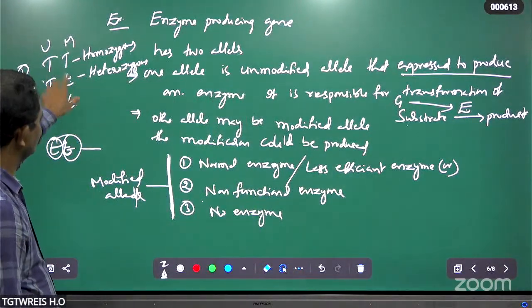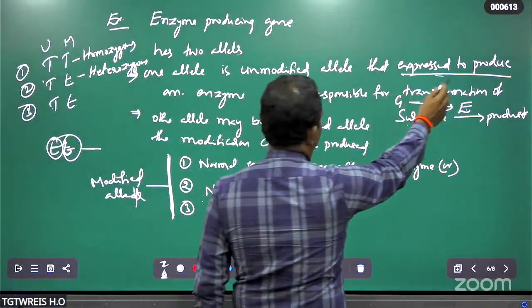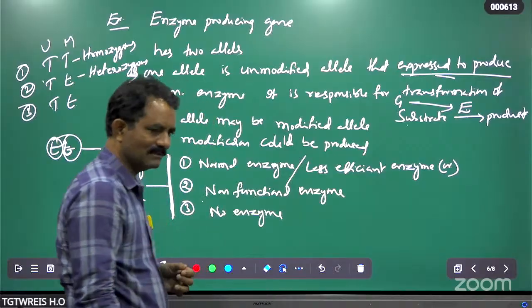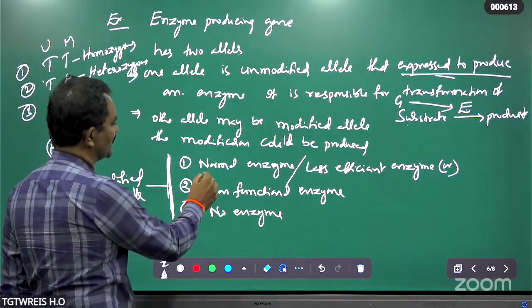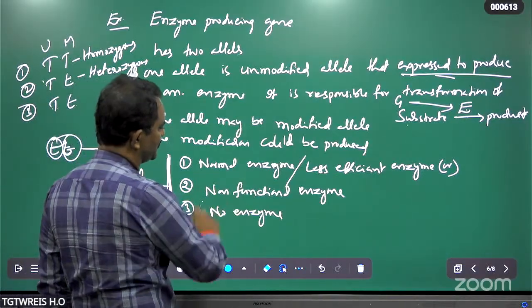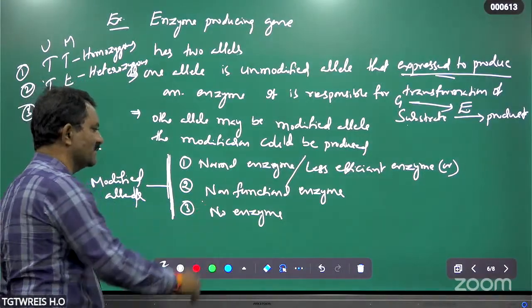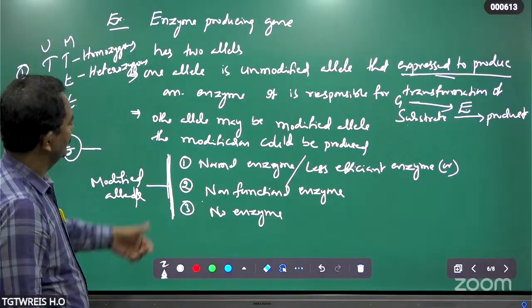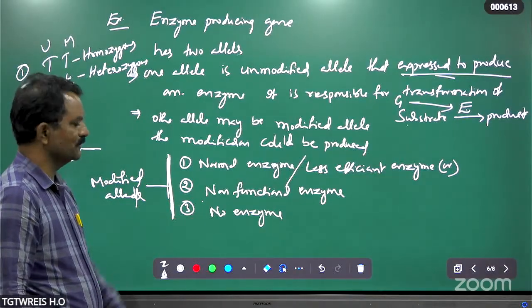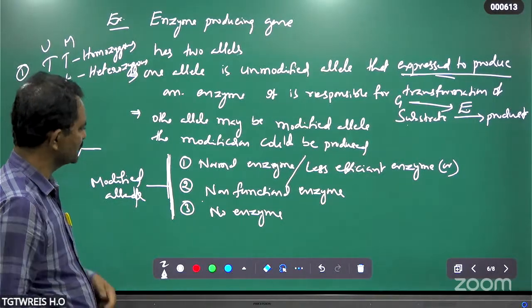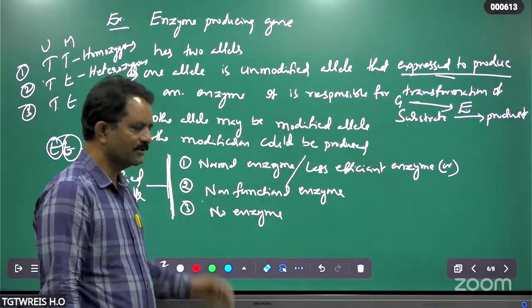Here two alleles are there. One is unmodified allele, that is always expressed to produce an enzyme. The other one is modified allele. Modified allele may be in three forms: in one condition it produces the normal enzyme, that is equal to unmodified allele. The second condition is non-functional enzyme, and that is also modified allele. And the third one is no enzyme. So modified allele can sometimes produce normal enzyme, can produce non-functional enzyme, can produce no enzyme.